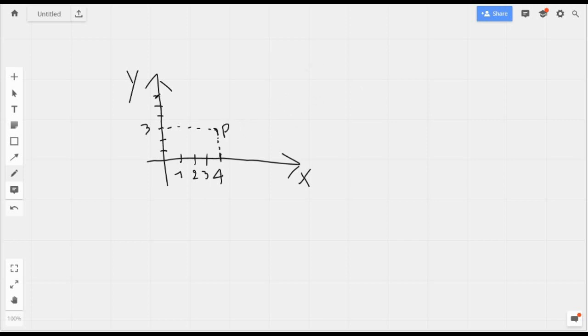What we can say is that the coordinates of P are what? Let's say 4, 3. So that's quite straightforward. That's probably what you're used to in most of your studies. But is there any other way we can use to characterize the position of P?